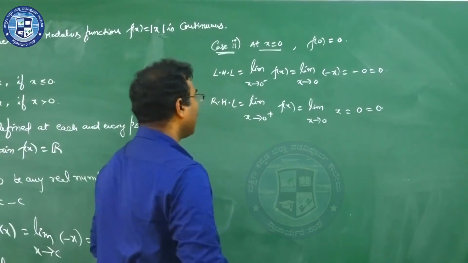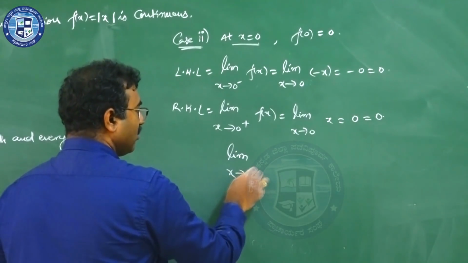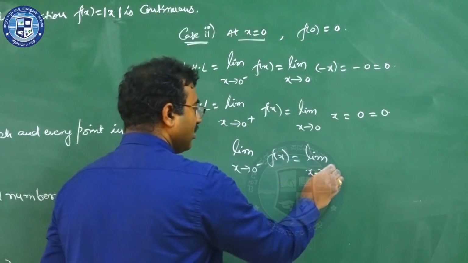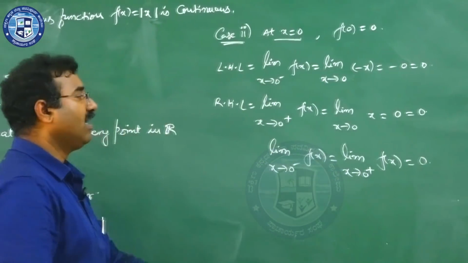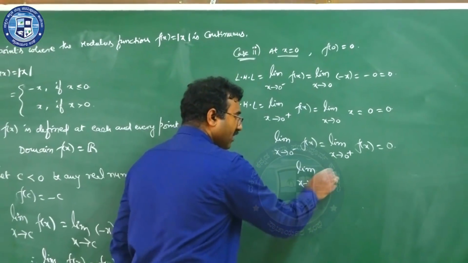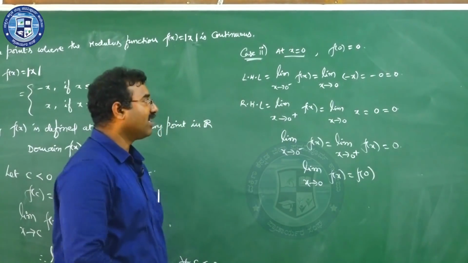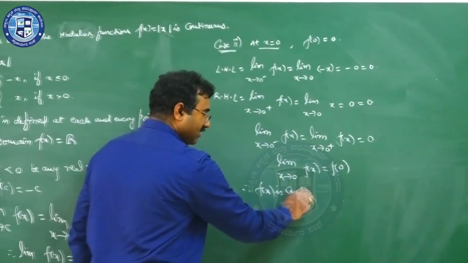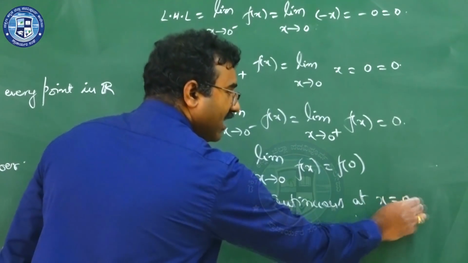Right? Now, LHL equal to RHL. Limit as x tends to 0 minus of f(x) is equal to limit as x tends to 0 plus of f(x) equal to 0, you got it. That means limit as x tends to 0 of f(x) is equal to f of 0. Therefore, what I can conclude, therefore, f(x) is continuous at x equal to 0.